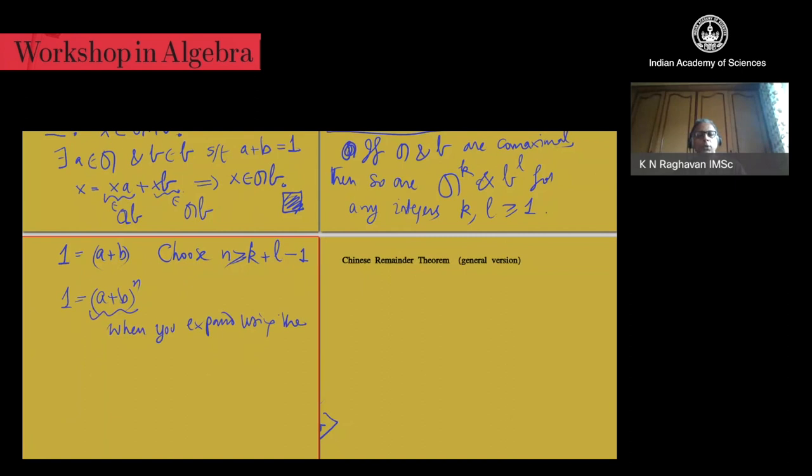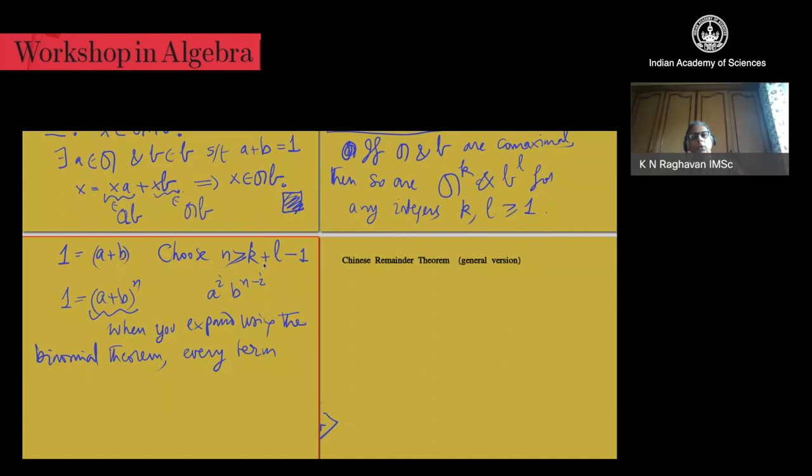which applies because A is a commutative ring, every term, so what are the terms here? You will get A to the I and B to the n minus I, right? That's what you get. Now, n is bigger than or equal to k plus l minus 1. So either I is bigger than or equal to k, or n minus I is bigger than or equal to l. If both were smaller, then I plus n minus I would be less than k plus l minus 1. So that's not possible. Okay.